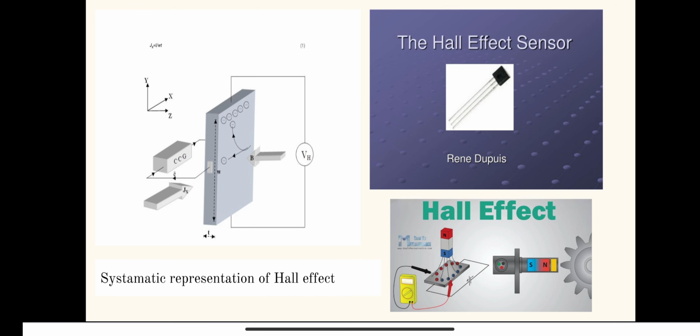The first picture is the schematic representation of the Hall effect, the second picture is the Hall effect sensor, and the third picture is the mechanism of the Hall effect.